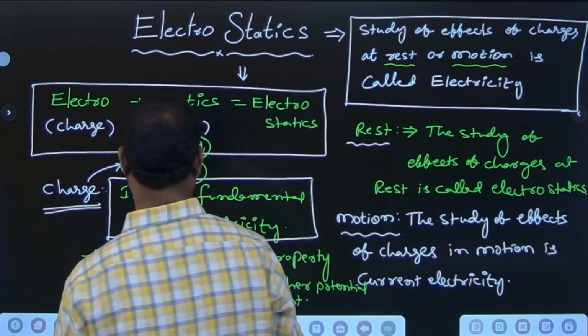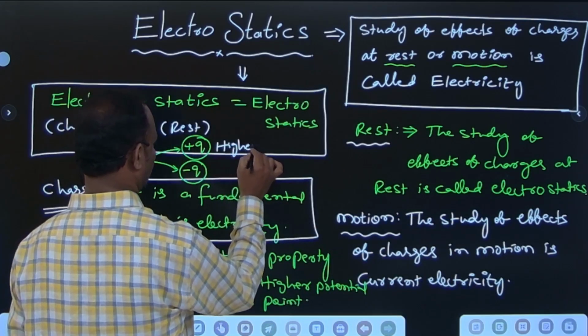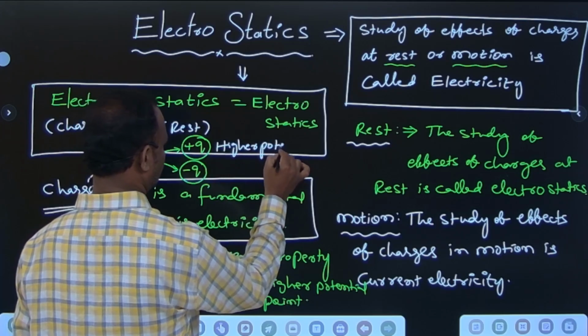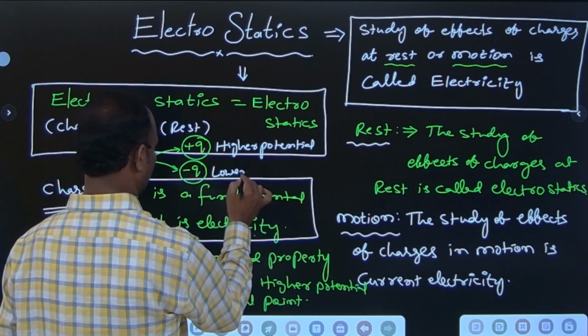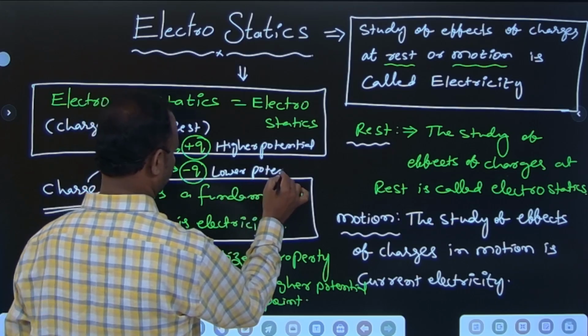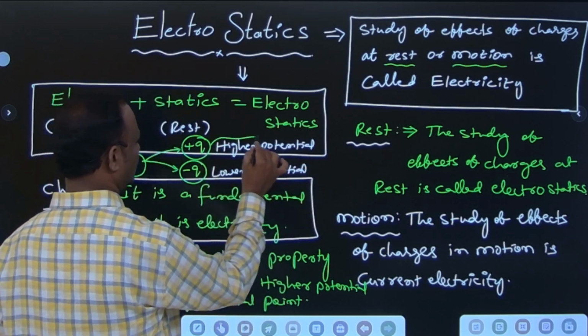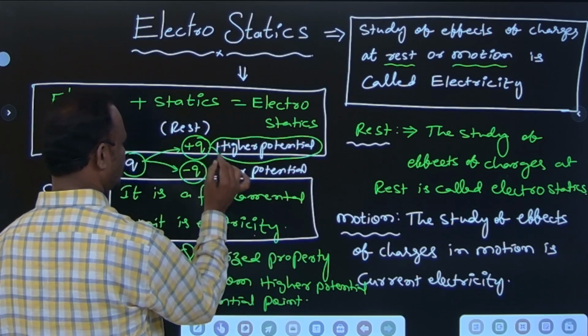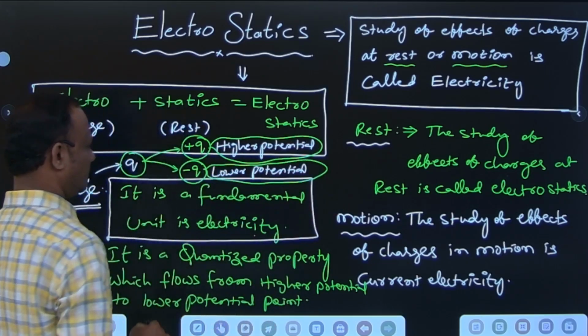Positive charge is called the higher potential charge. Higher potential. Next one, this is what? Lower potential. It's a higher potential point, higher potential charge. And this is the lower potential one.